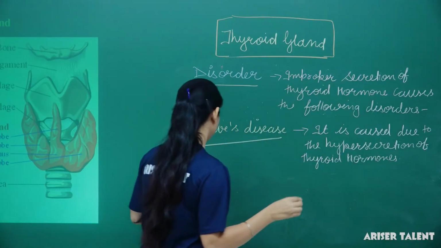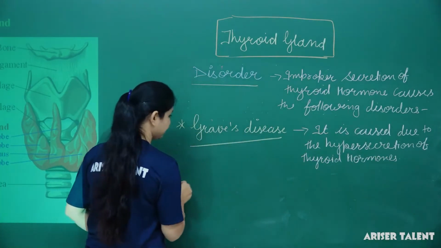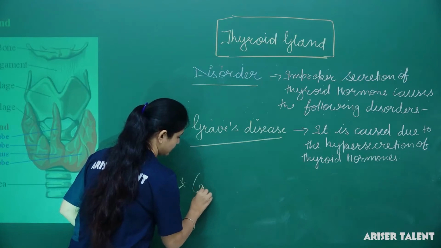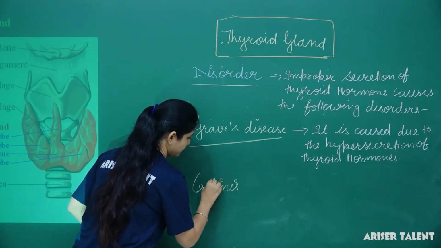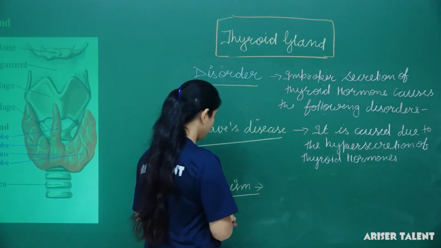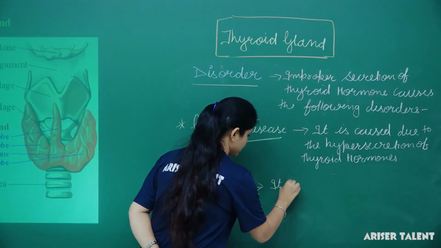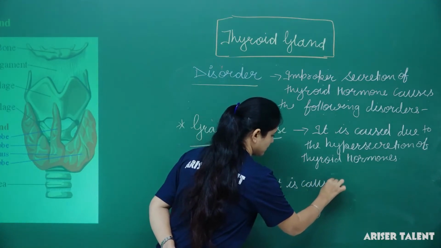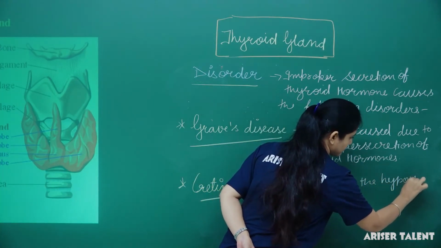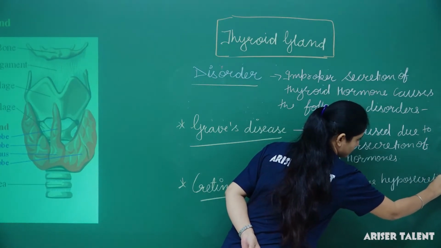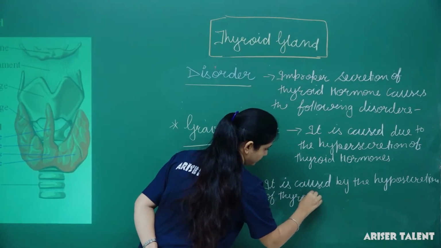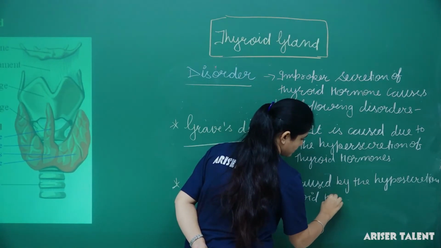Okay, then next is cretinism. This is caused by the hyposecretion of thyroid hormone.